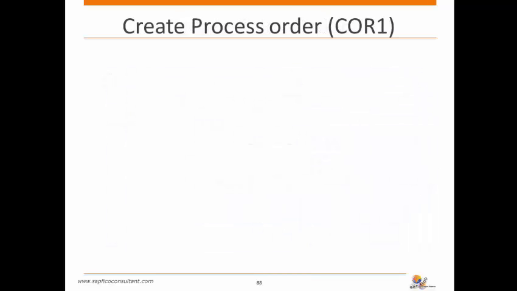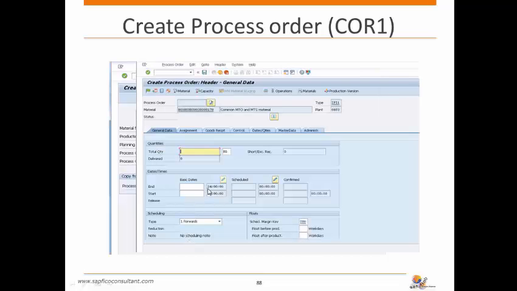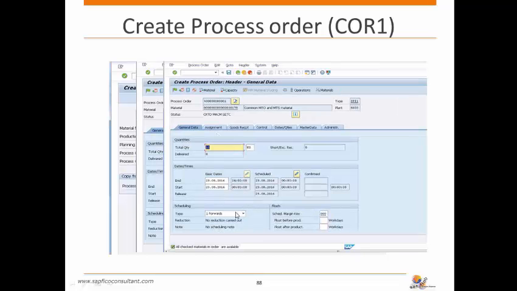So let us create a process order, COR1, and update the material, production plant and process order type ZPI1. We update the quantities. The quantity is 10 kgs. Click on the release button. This is production planning, the production guys will do it, but nevertheless we are just showing it for your understanding. So all of the steps will be done by the production guys. I will click on the release button and then click on save.